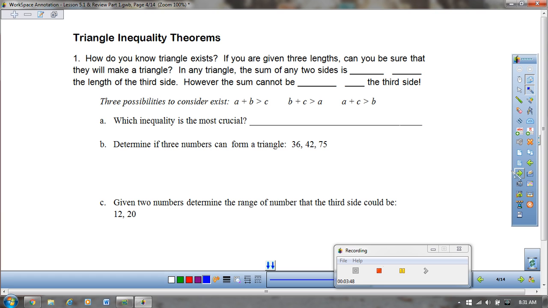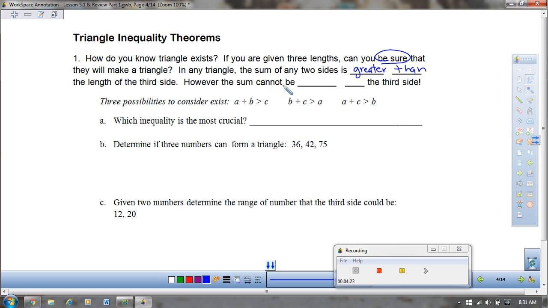So let's get into the next section, which is the triangle inequality theorems. And a question is often asked, if you have 3 segments, how do you know that you can make them into a triangle? If you're given 3 lengths, can you be sure that they're going to make a triangle? And the theorem we've looked at is that in any triangle, the sum of any 2 sides is greater than, write in your blank, greater than the length of the third side.